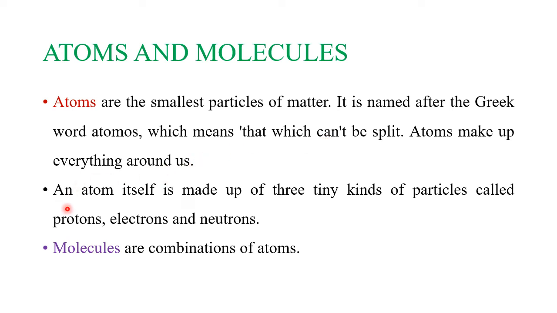An atom itself is made up of three tiny kinds of particles called protons, electrons, and neutrons. These protons, electrons, and neutrons are called subatomic particles. And then what are molecules? A group of atoms combine together to form molecules, or we can also state that molecules are the combination of atoms.